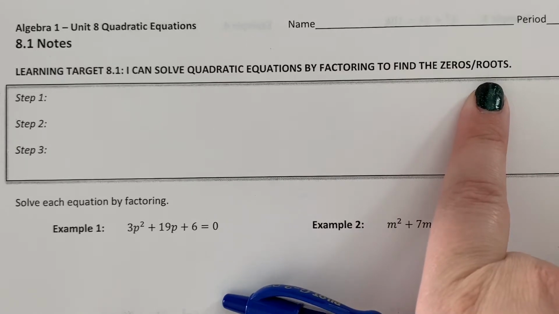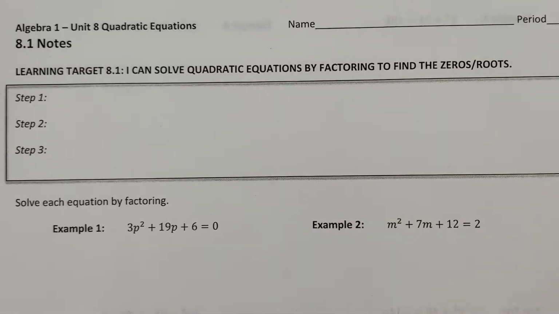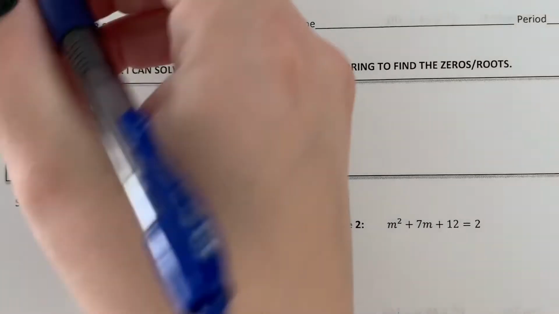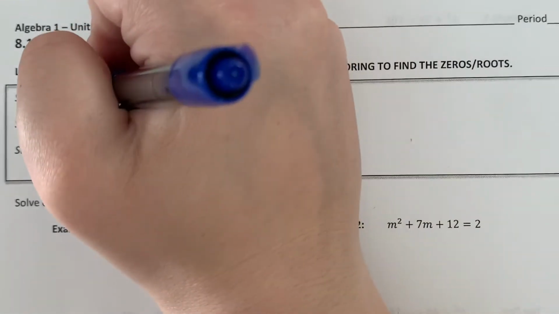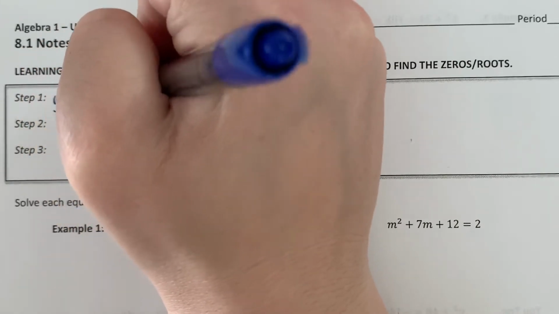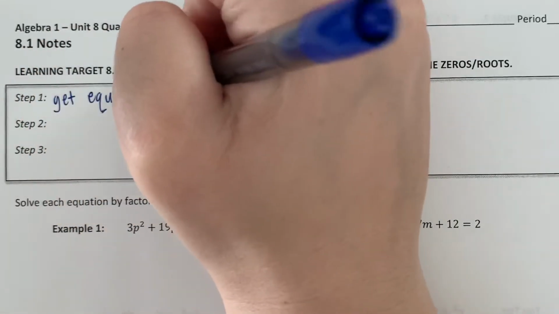I can solve quadratic equations by factoring to find the zeros or the roots. So first, we're going to have to make sure that our equation is in a certain form. So step one, we need to get our equation in what's called standard form. So I'll say get equation in standard form.